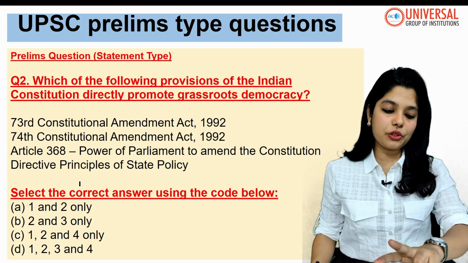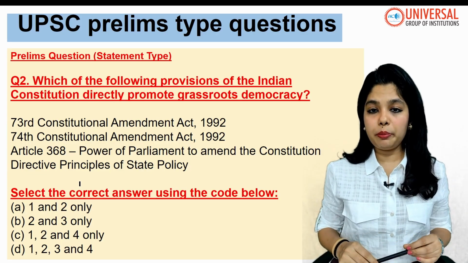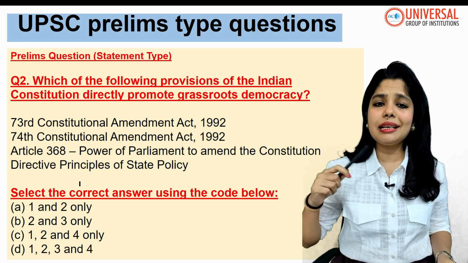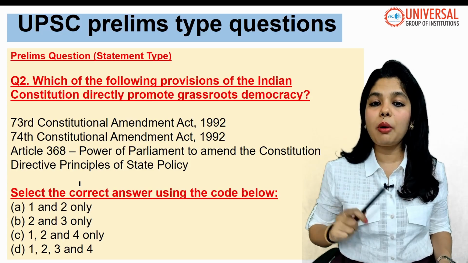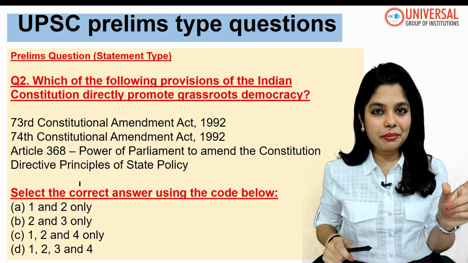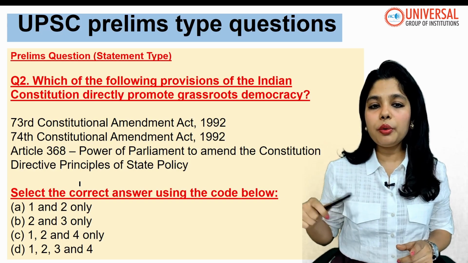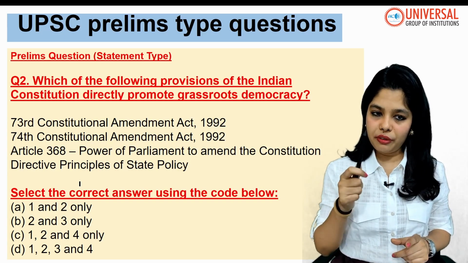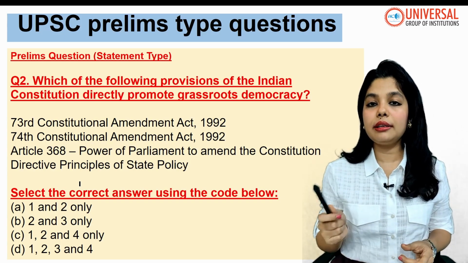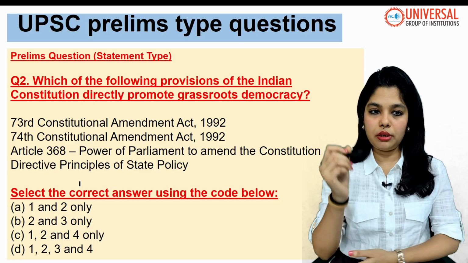Now the second question talks about which of the following provisions of the Indian Constitution directly promotes grassroots democracy. We have studied about grassroots democracy. Now you have to talk about it. What do you mean by grassroots democracy? Which of these are actually directly talking about grassroots democracy?